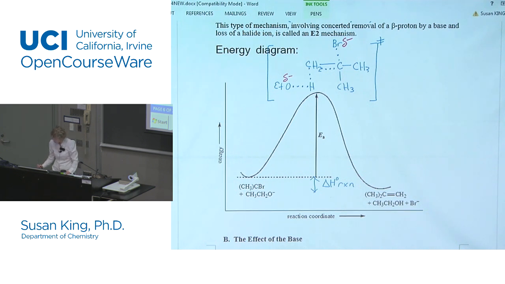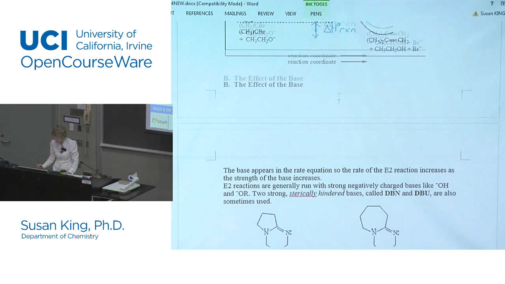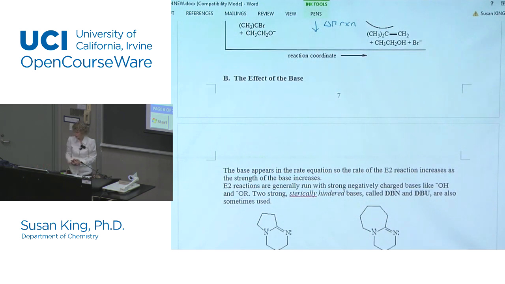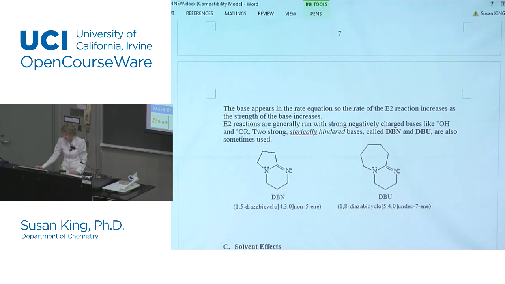All right, so just like I did with the SN2 reaction, I talk about the effect of the base/nucleophile, and then I talk about the effect of the alkyl halide, and then I talk about anything else that has to do with that. And once we know all of that stuff, then we can make predictions about what's going to happen. The base/nucleophile appears in the rate equation, so the rate of an E2 reaction increases as the strength of the base increases. That makes good sense. The stronger the base, the faster the reaction.